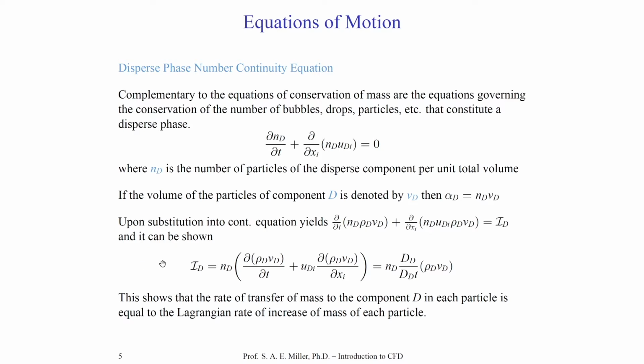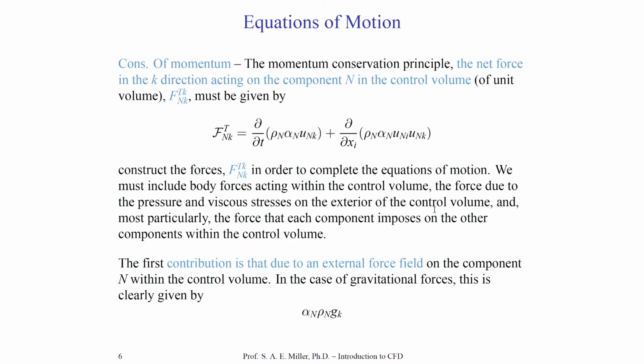This will show that the rate of transfer of the mass of the components of D into each particle is equal to the Lagrangian rate of increase of each mass of the particle. That's a simple relation between, of course, the traditional form and Lagrangian forms. We also need to modify the conservation of momentum of the Navier-Stokes equations.